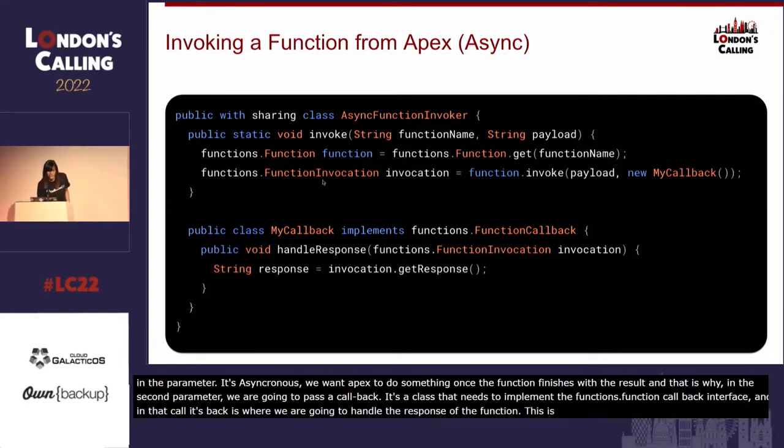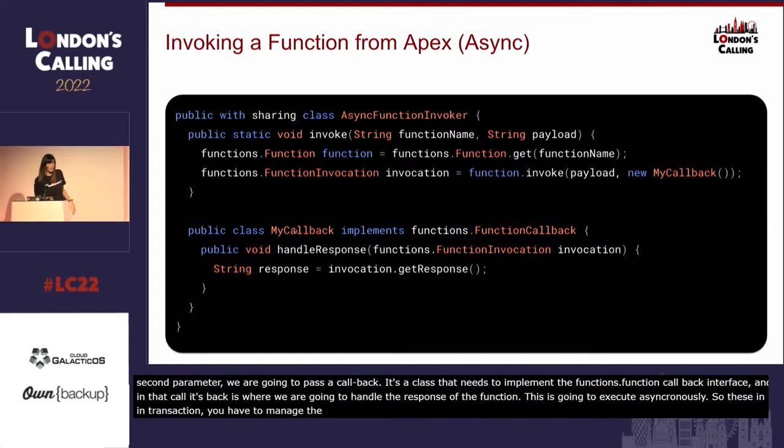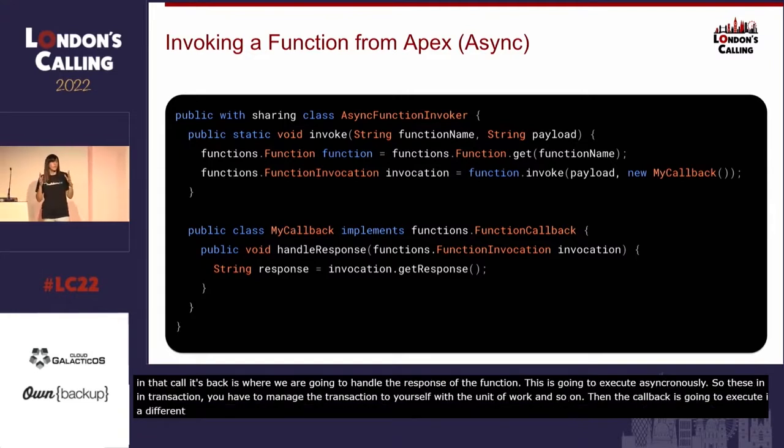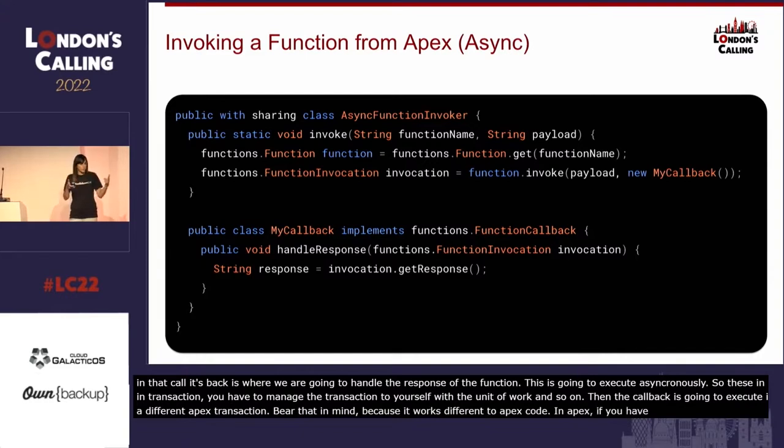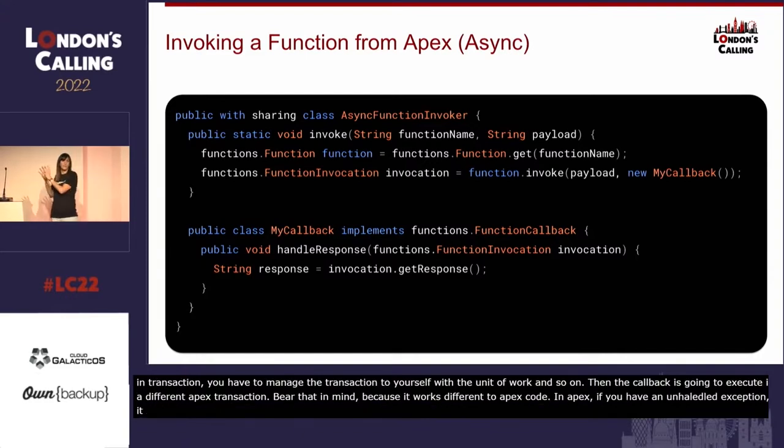So this executes in one transaction. Then the function is going to execute outside of the Apex transaction, and you have to manage all the transactionality yourself with the unit of work and so on. And then the callback is going to execute in a different Apex transaction. And that is something to bear in mind when you think about moving your use case to a function, because it works a bit different to how Apex code works. Indeed, you know that in Apex, if you have an unhandled exception or a governor limit, it rolls back automatically. That doesn't happen in the function code. So that is something that you will have to handle yourself.